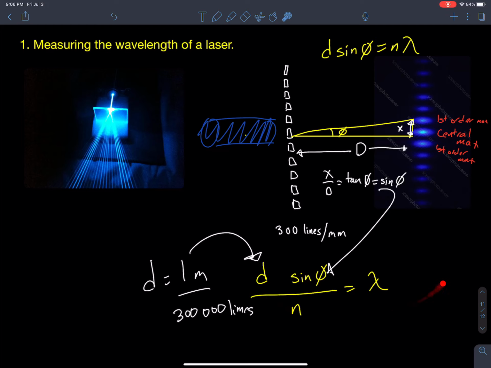And that's the basic setup on how you apply d sine theta equals n lambda, the diffraction equation, to diffraction gratings. Okay, where the most important thing you need to know is when it tells you how many lines there are per millimeter, you can then use that to calculate the width of each individual spacing by taking 1 meter divided by the number of lines in 1 meter. That's a very important thing to know. Okay, great.